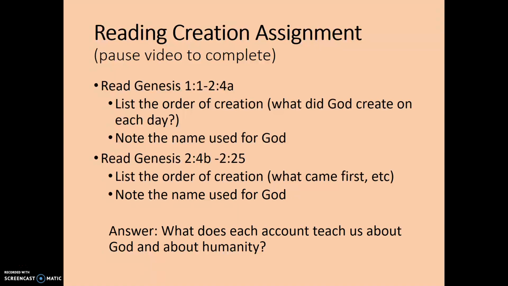Please use the Bible that is for this course, the textbook. That's the NRSV version of the Bible. And then after that, I want you to read Genesis 2:4b, so that second part of 2:4, and all the way to 2:25. This is actually a second account of creation. If you're not paying attention, you may not see that there is a seam there, that things start changing. The name for God changes, and the story sort of starts over again. So I want you to read that second part as well. List the order of creation here, maybe a little more difficult than the first time, and then note the name that is used for God.